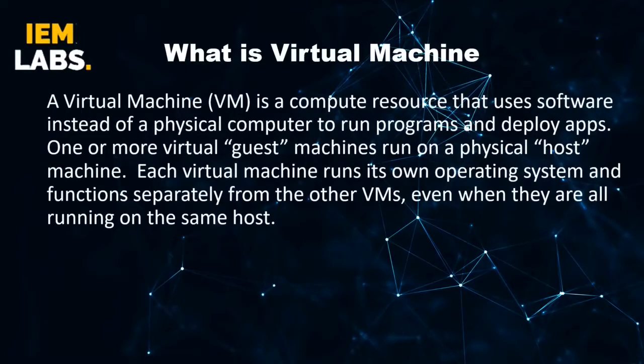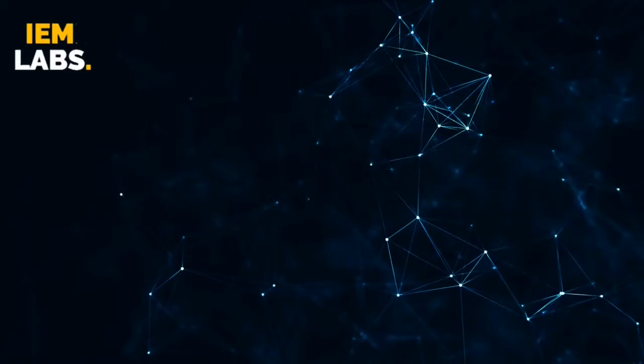A virtual machine is a compute resource that uses software instead of a physical computer to run programs and deploy apps. One or more virtual guest machines run on a physical host machine. Each virtual machine runs its own operating system and functions separately from other VMs, even when they are all running on the same host. So what are the system requirements?